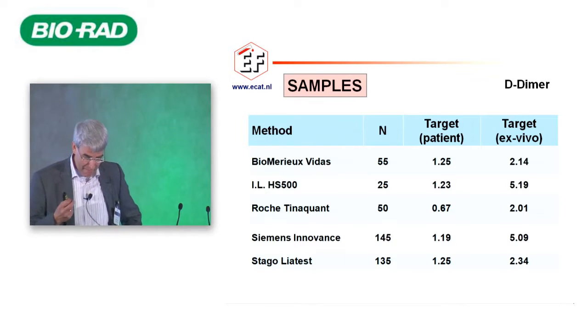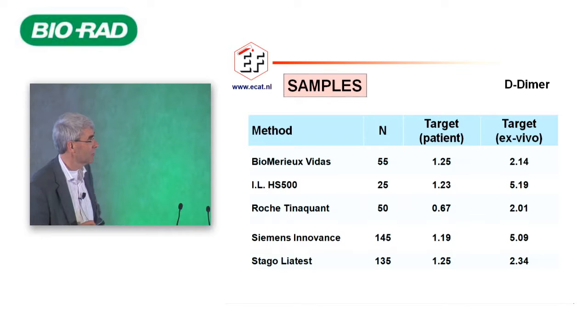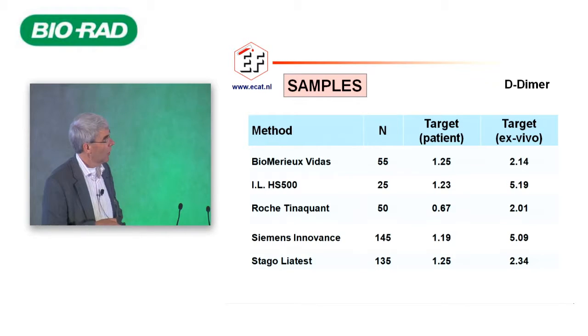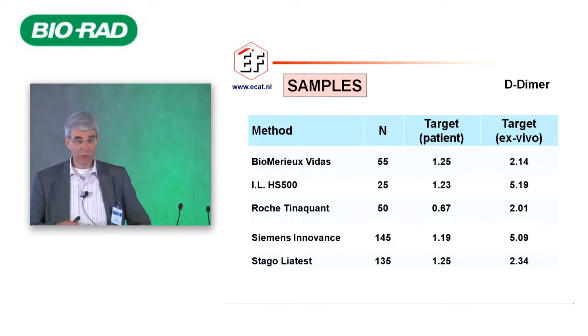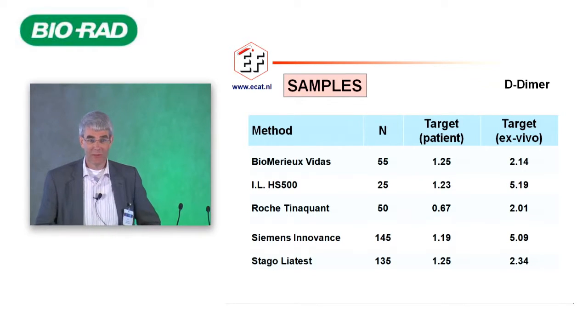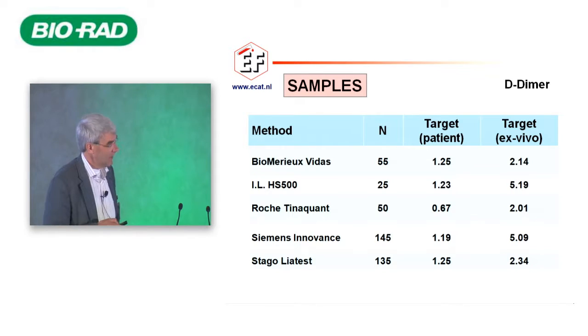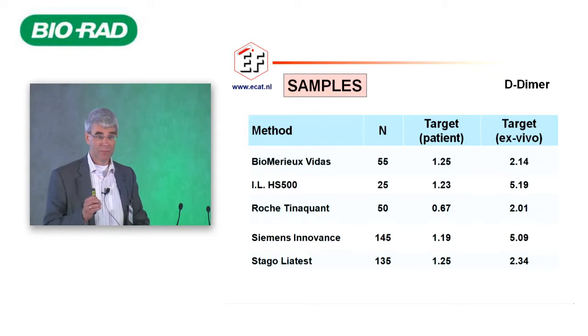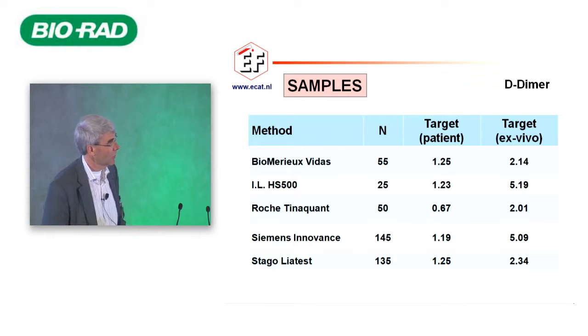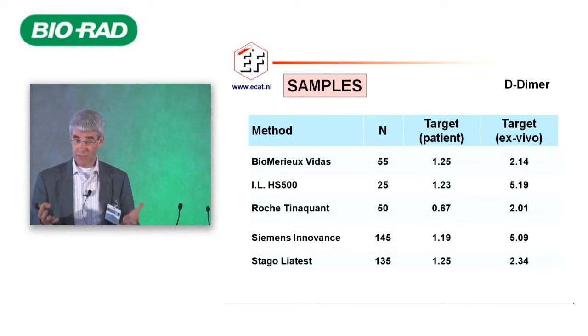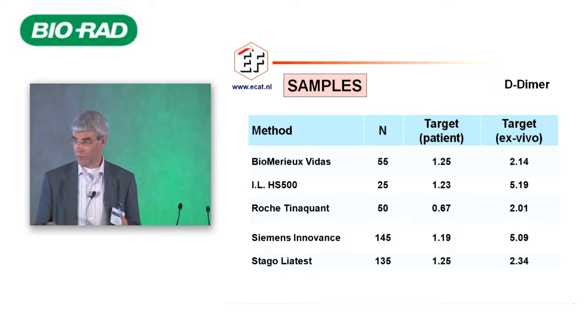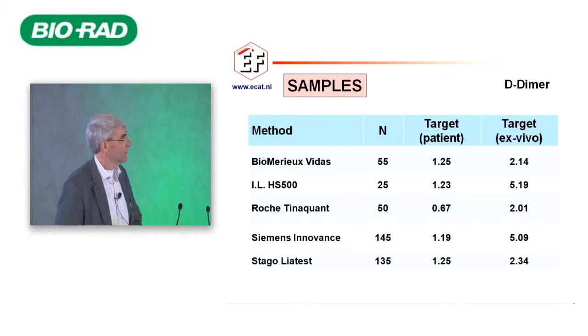The next issue I showed on my first slide was to spend a few words on the samples that I used. I took an example from my own program, D-dimer, nowadays a widely used analyte in the coagulation lab. Sometimes we are able to distribute samples that are based really on patient material, and sometimes we have to use plasma where the degradation products are produced ex vivo. That means that in the plasma a clot is created and dissolved, and in this manner you create degradation products in the plasma.